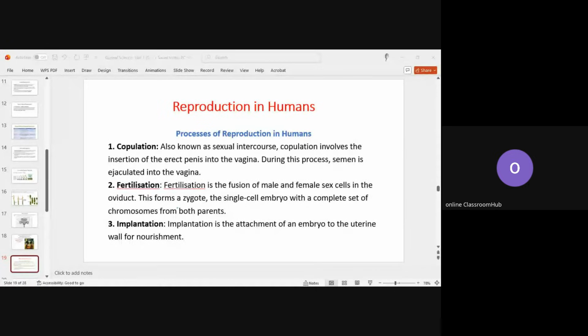All right, so the third step is implantation. Implantation is the attachment of an embryo to the uterine wall for nourishment.